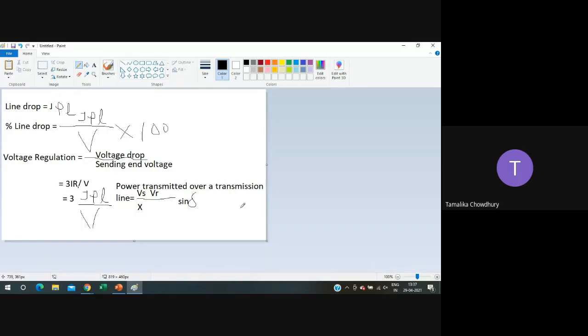This means that with increasing voltage the power handling capacity increases. If V square is proportional to the power P, then as V increases, P will directly increase. So this means the power transmitted is proportional to the square of the voltage, and as the voltage increases, the power handling capacity of the line also increases. Is it clear?